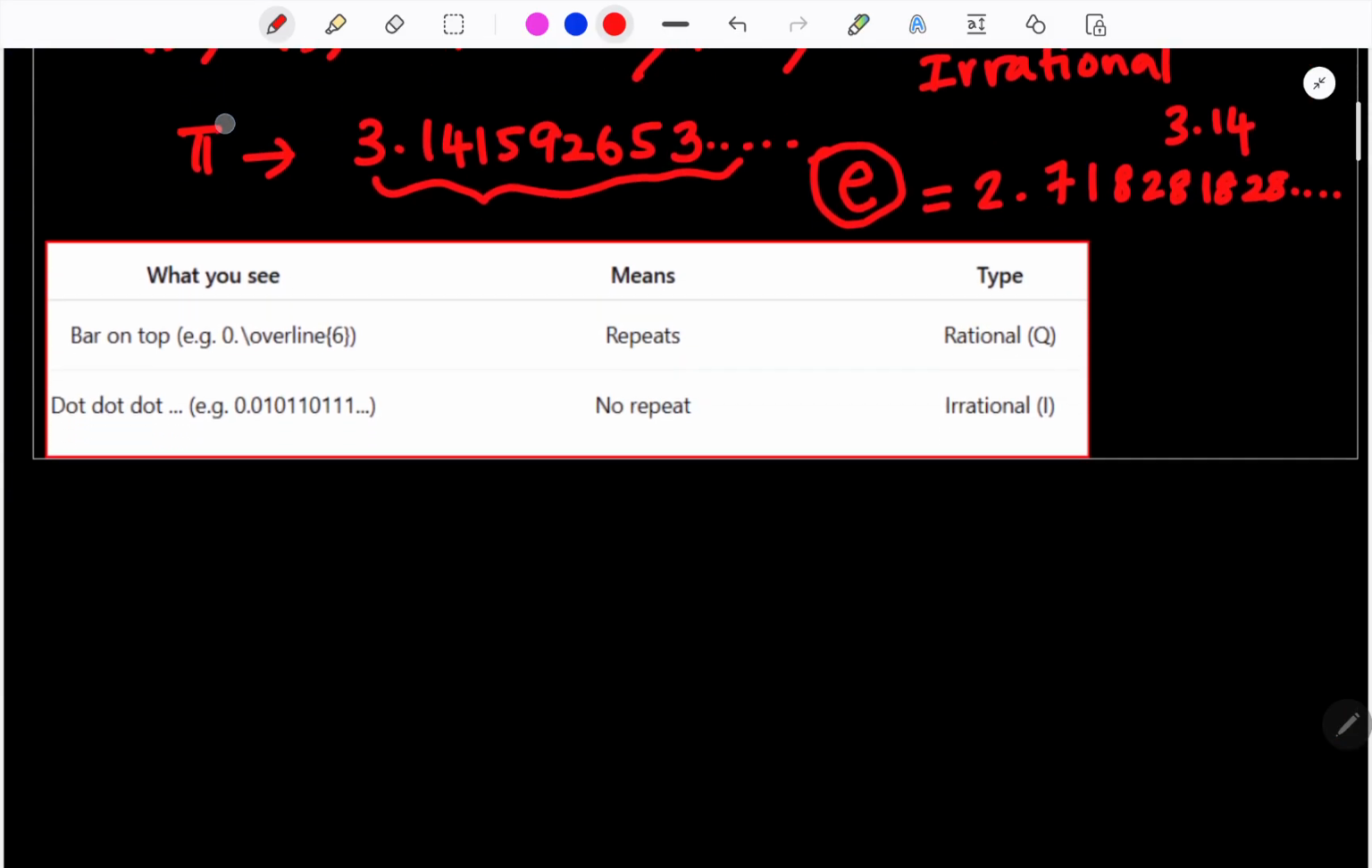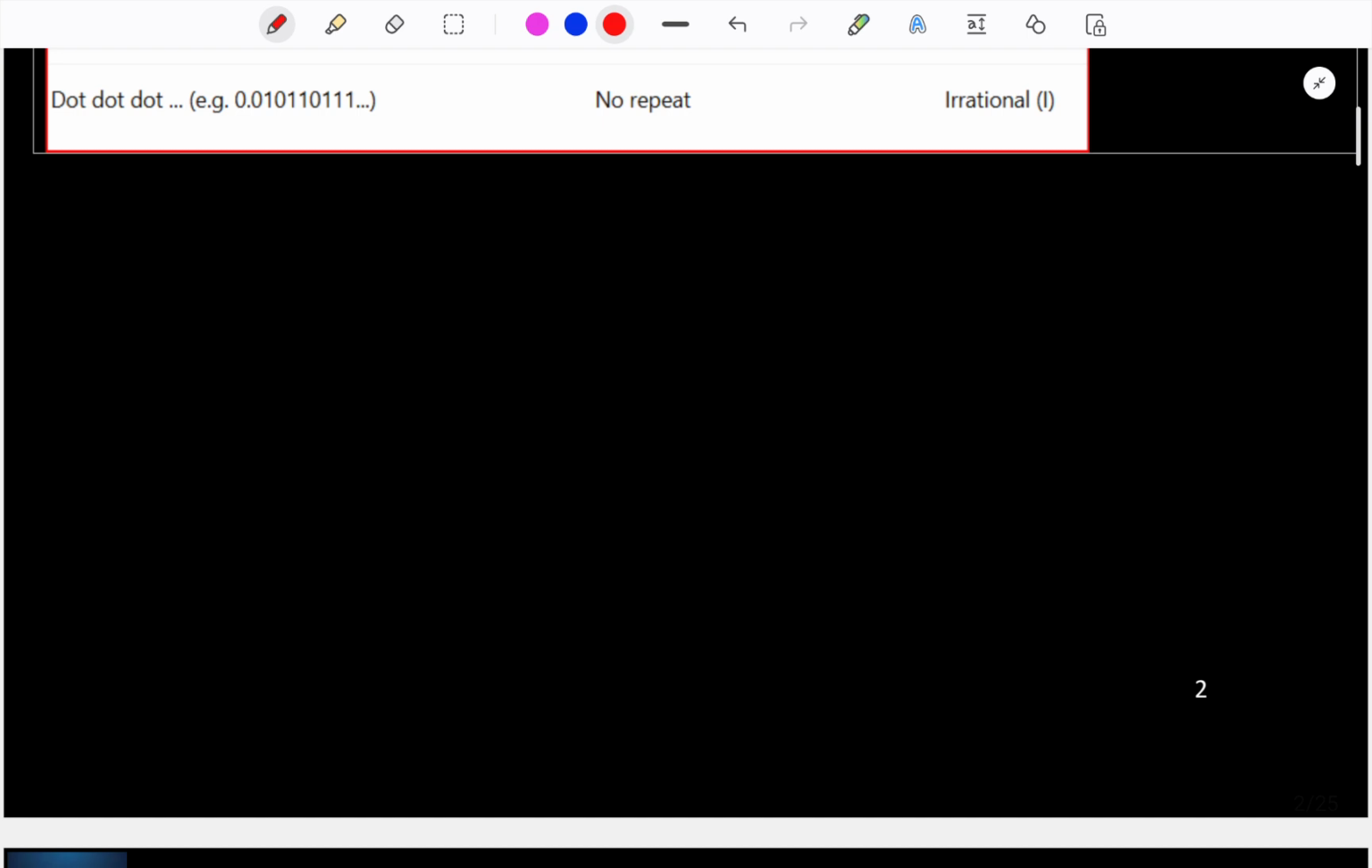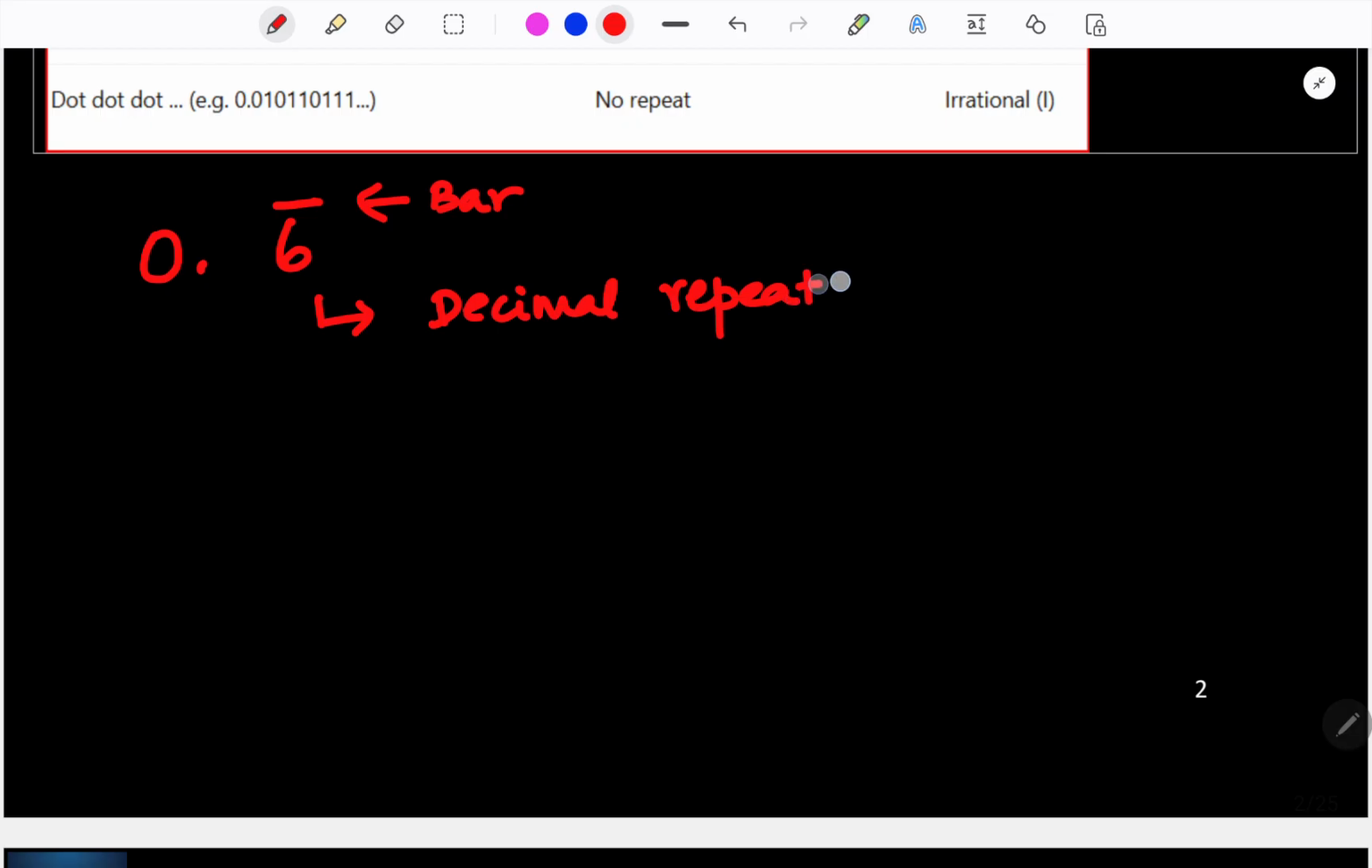Okay. So what are the situations in which a rational number will come, teacher? So slowly I explain. For example, sometimes a situation comes like this: 0.6 with a bar. Bar, B-A-R. If the bar comes, it means the decimal repeats forever in a pattern. It means the decimal is going to come again and again forever in a pattern. So what type of number is this one?